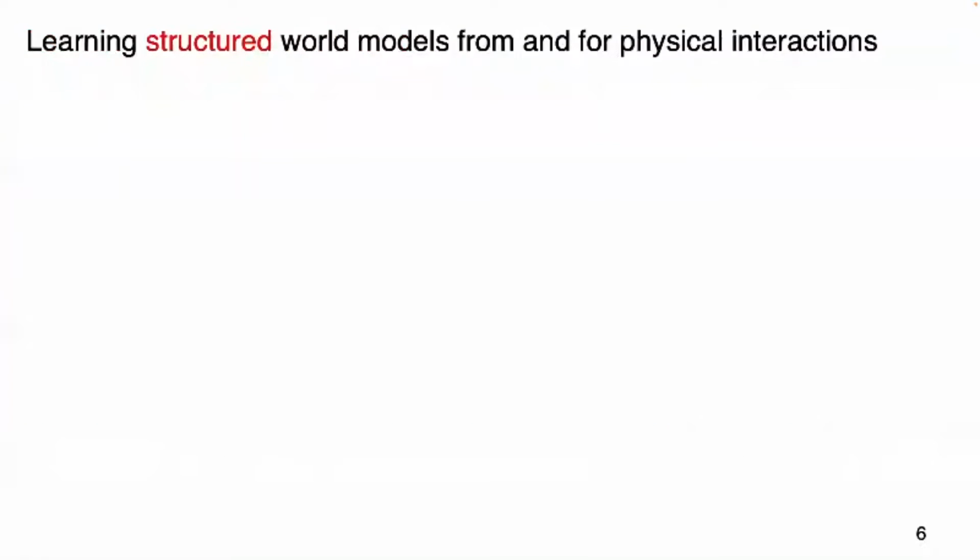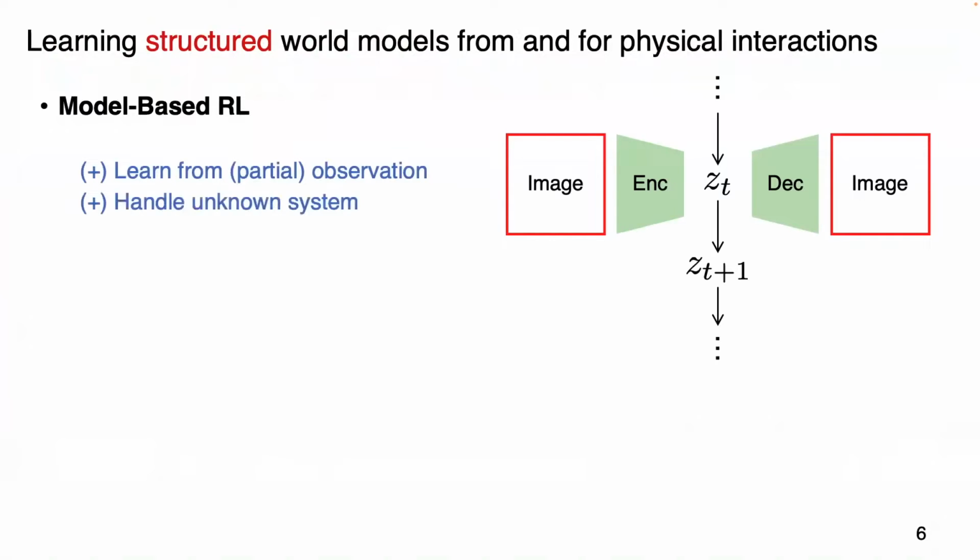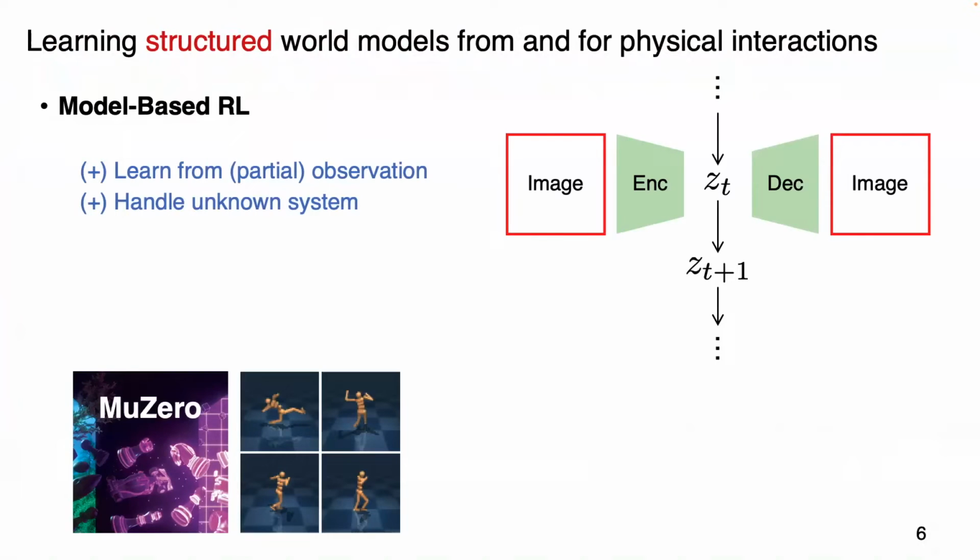And to build such predictive models, there are generally two ways of doing it. One is to learn the model from data. We can roughly categorize it as model-based reinforcement learning. The typical framework maps the observation into a latent space Z, and then learns a dynamics model predicting the evolution of the latent space. You can learn directly from partial observations and handle systems where the underlying dynamics is uncertain or unknown. We have success stories, for example, like MuZero and controlling robots from pixels. However, most prior work typically assumes that Z is a one-dimensional vector, which is unstructured and limited in terms of generalization.